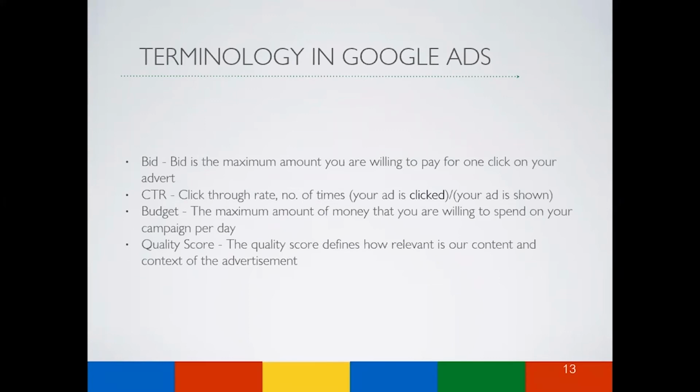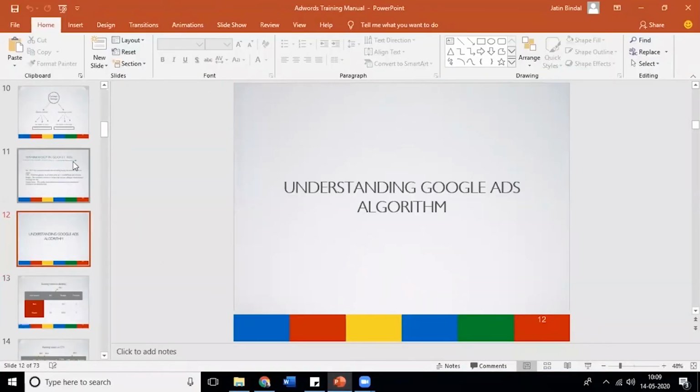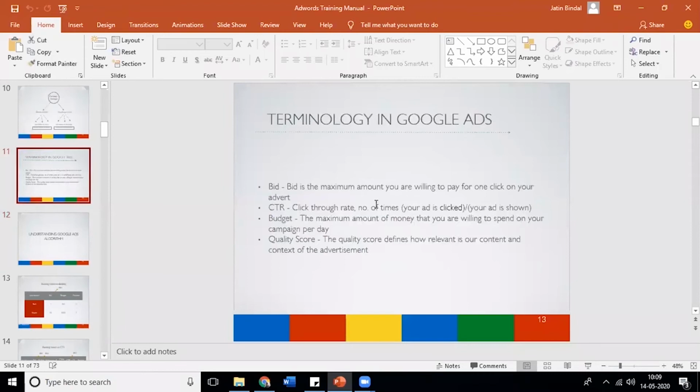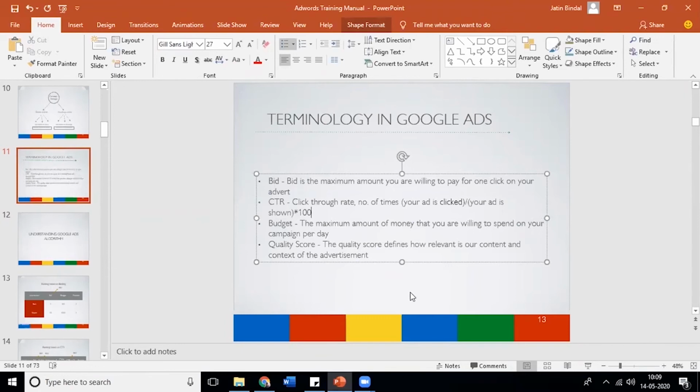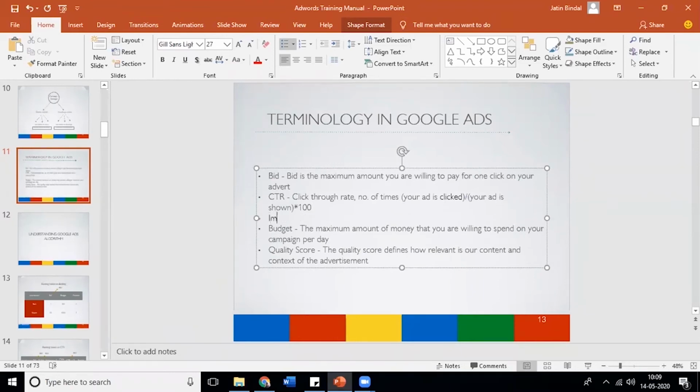Second is CTR, which is click-through rate. That is the full form of it, and it is a formula: the number of times your ad is clicked divided by the number of times your ad is shown, multiplied by 100. As it is a percentage, it should be multiplied by 100. And your ad being shown means impression. This is another term you should know: impression is the number of times your ad is shown.